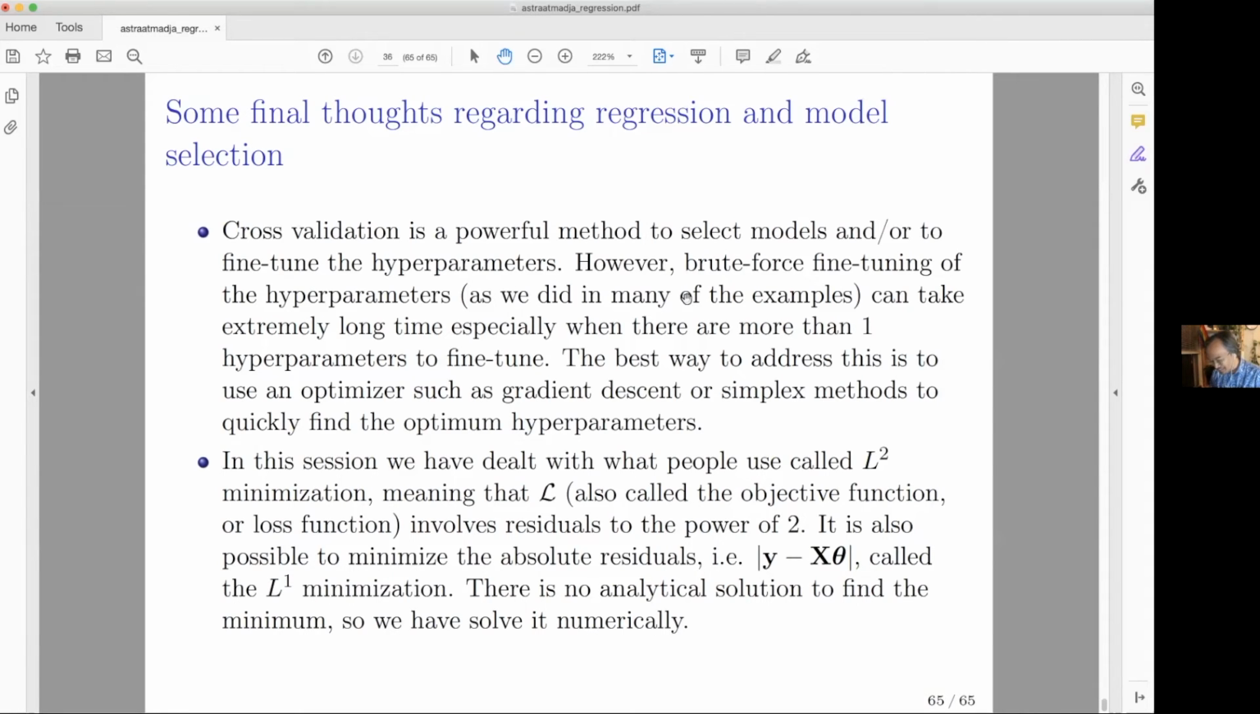But we might run into problems if we have two hyperparameters or even more that we need to fine tune. And there are a lot of models out there with many hyperparameters that we need to find. That can take a long time if we do brute force. This is what we call the curse of dimensionality.